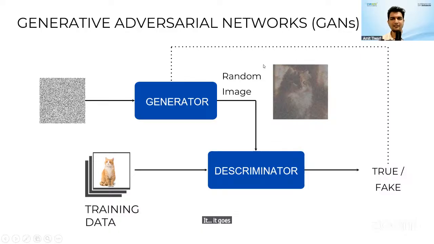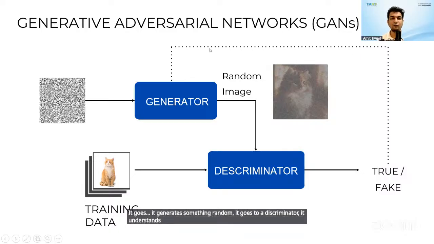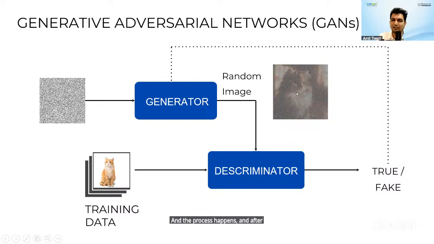The generator generates something random. It goes to the discriminator. It understands the error in there. It goes back to the generator, then back to the discriminator, understands the error, and the process repeats. After some time, it starts generating something like a cat. But the discriminator is still not satisfied. It says, no, this is still noise. This is not an image of a cat. Then again, it generates something else and it generates some image of a cat.